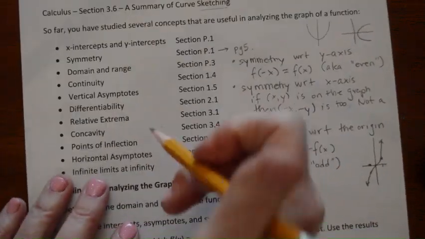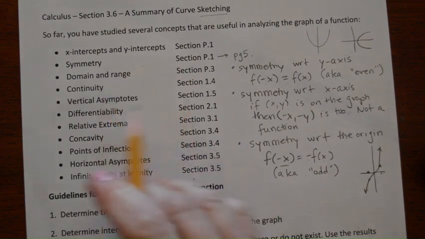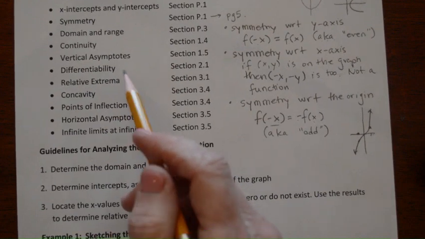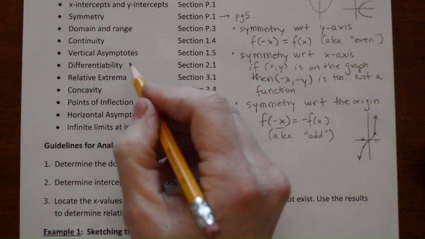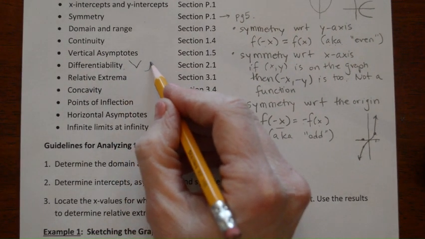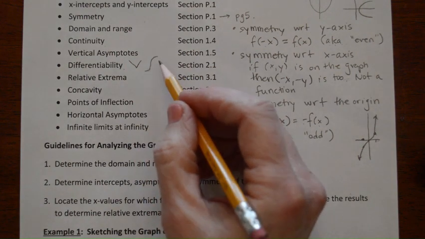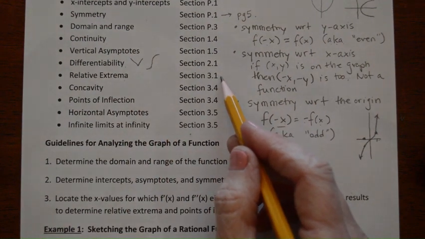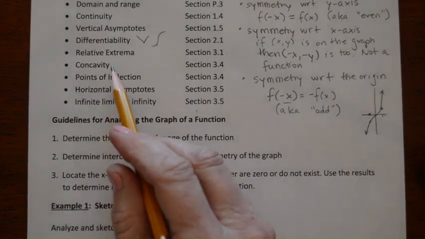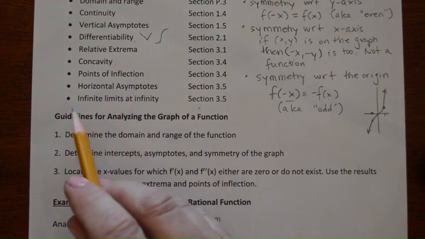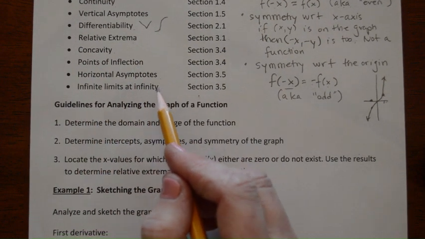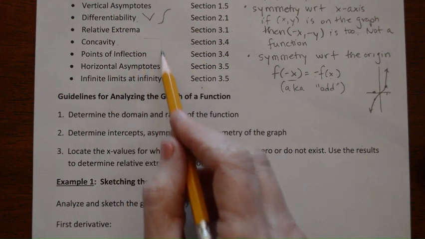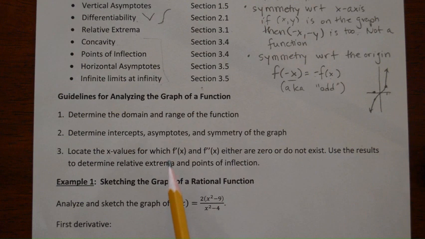All right, then domain and range. We'll talk about continuity. Where is it going to be continuous? Where is it not going to be continuous? Where are the vertical asymptotes? Where is it differentiable? Again, we're looking for things like sharp turns, or where there is a vertical tangent line, relative extrema. Again, that came in chapter 3 at our very first section. Concavity, we've just finished talking about that. Points of inflection, horizontal asymptotes, infinite limits at infinity. So again, these last 4 right here are things that we've been talking about very, very recently.